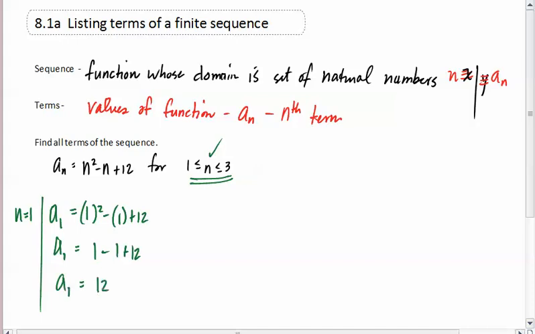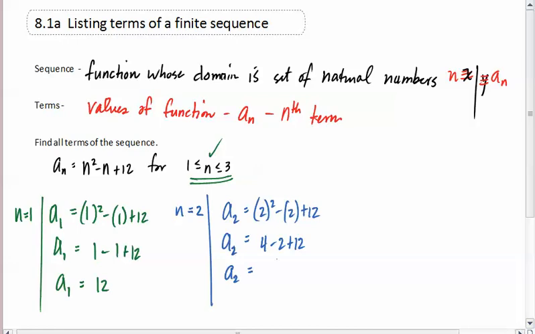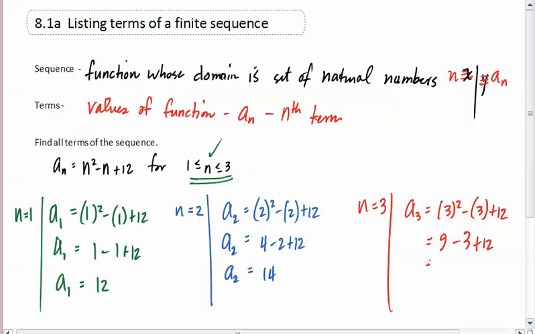Okay, so let's go next to n as 2. We've got a sub 2. We're just going to put the 2 in for n. So we have 4 minus 2 plus 12. And a sub 2 is, what is that, 14? Okay, and last one, we're going to make n 3. And it would be a sub 3, 3 squared minus 3 plus 12. Feels like you're back in Algebra 1, right? Plugging in. Not too difficult.